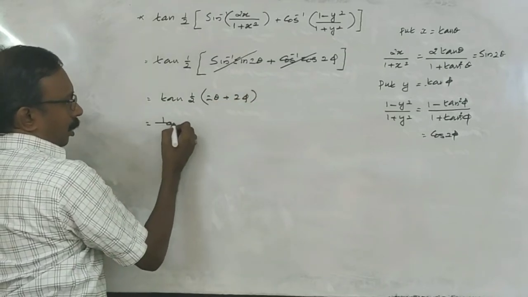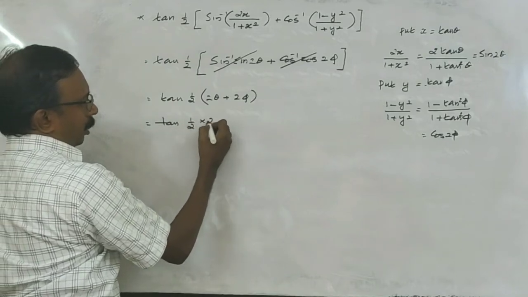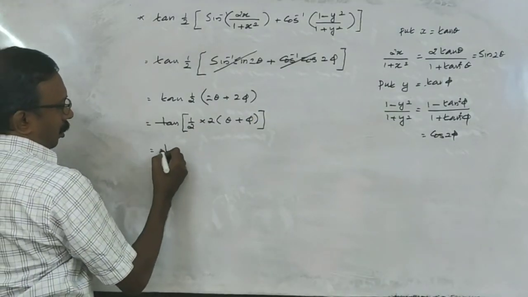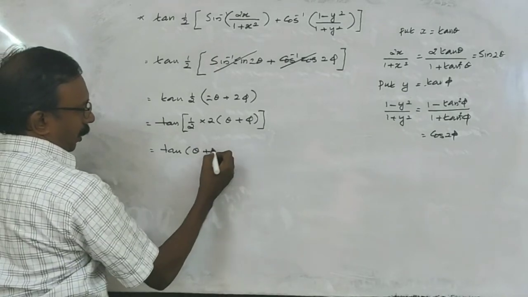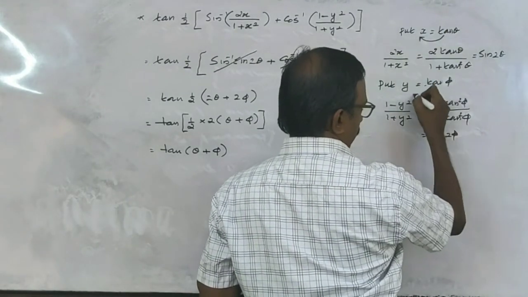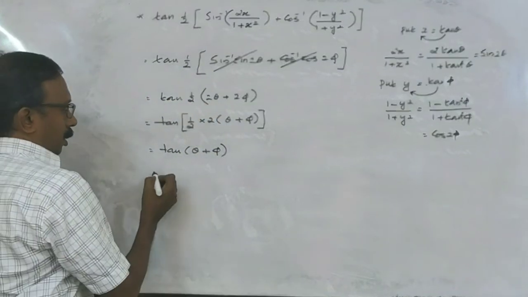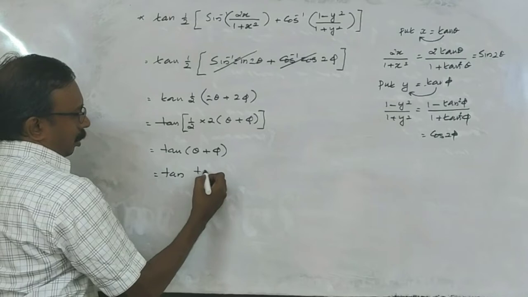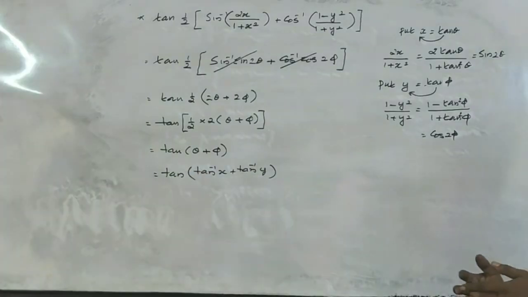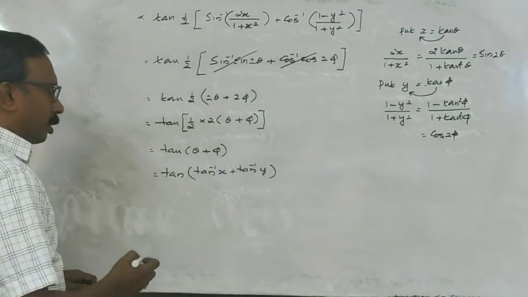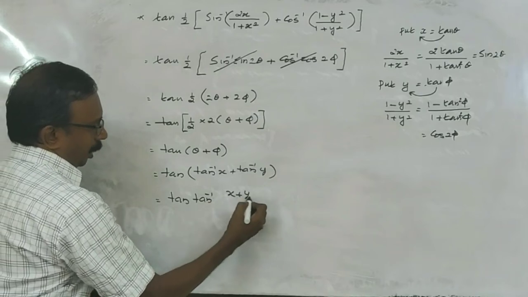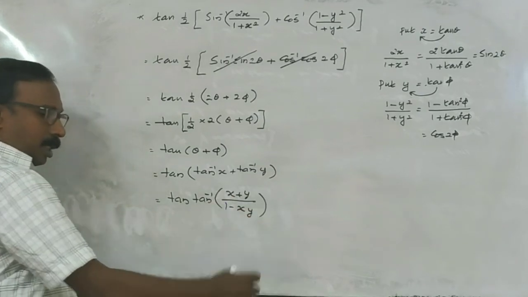So there is tan, if we take 1 outside, theta plus phi, that is tan of theta plus phi. But theta is tan inverse x and phi is tan inverse y. That is tan inverse x plus tan inverse y. But we know that tan inverse x plus tan inverse y is tan inverse of (x plus y) by (1 minus xy). This is a standard form.